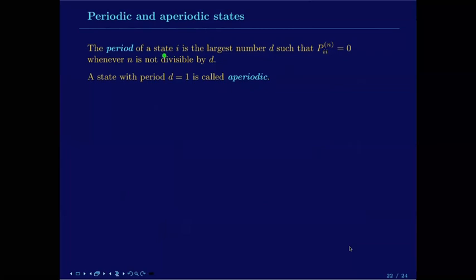If the chain returns to state i, it's only possible at multiples of the period d, but it's not guaranteed to have a positive probability to return at every multiple. And the important part is we look for the largest such number d, such that this holds here. If d equals 1, we do not call the period 1, but we call that aperiodic.